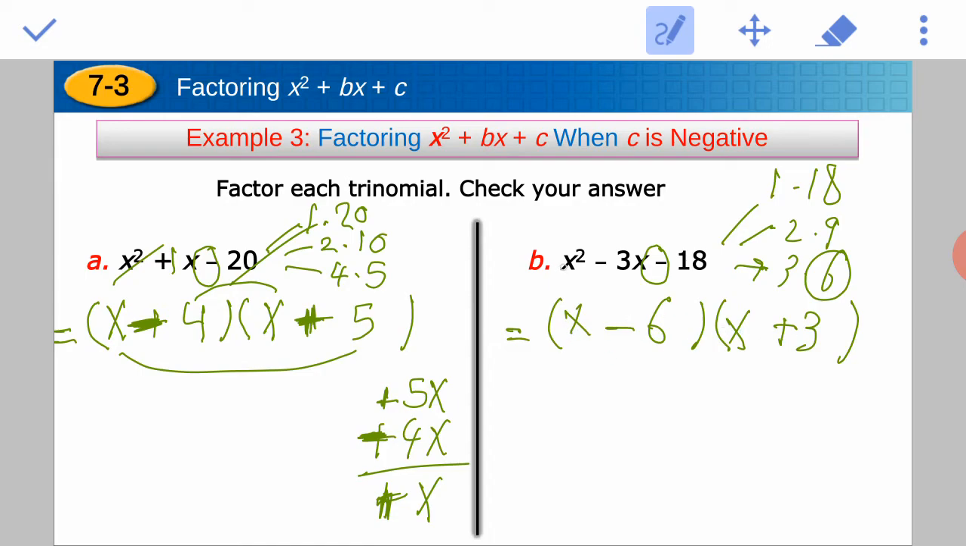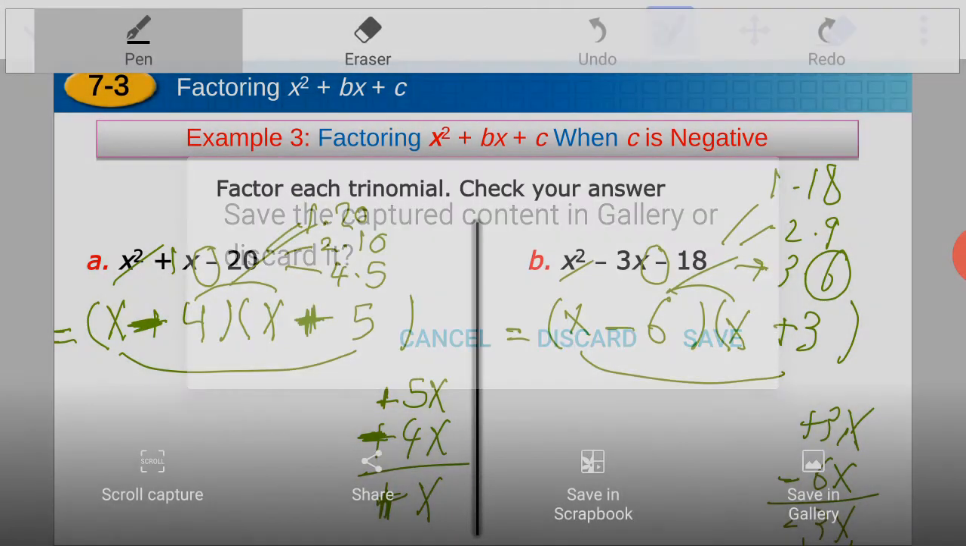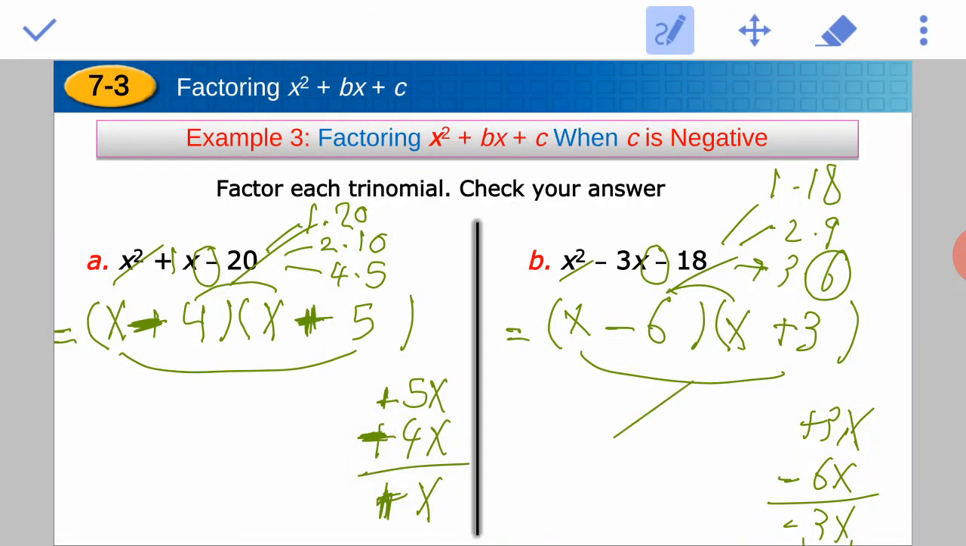So x times x is x squared. Negative 6 times plus 3 is negative 18. First and last terms are perfect. Outer: x times plus 3 is plus 3x. Inner: negative 6 times x is negative 6x. Plus 3x and minus 6x simplifies to negative 3x. This is exactly the middle term, so everything is okay and the factoring is perfect.